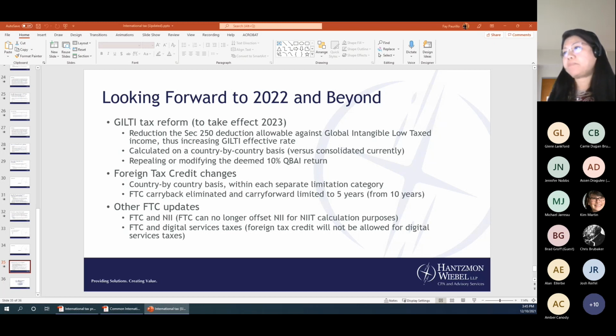So that's upcoming. And another foreign tax credit update: you used to be able to use the foreign tax credit to offset NII for your NII tax calculation. They're trying to get that to not be included, so you can no longer use that. And they're trying to see if they can not allow foreign tax credit on digital services tax. So those are the things that we're going to see in the future.